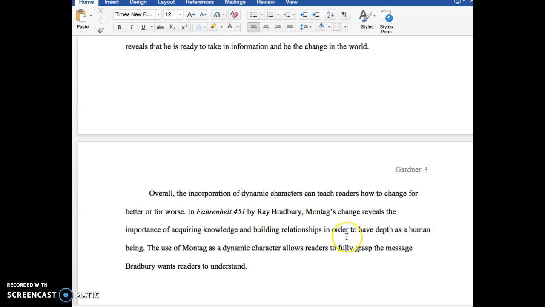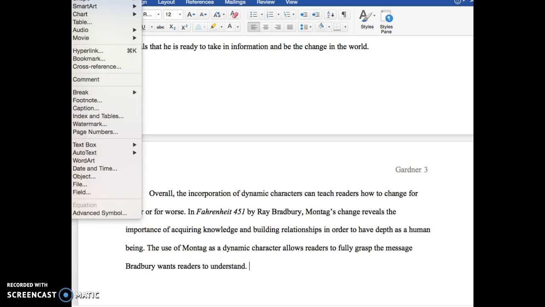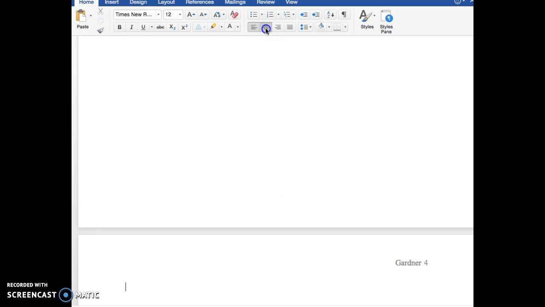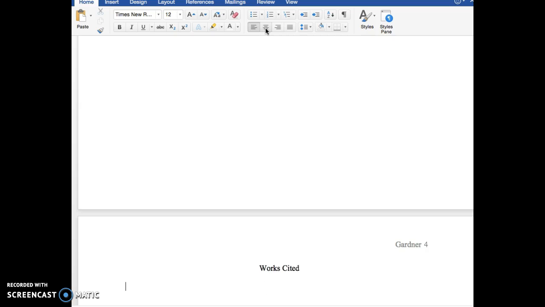Finally, make sure that you include a works cited page. This will be a new page at the very end of your document. This will include the title, author, and will be set up similarly to this essay. You will simply have works cited in Times New Roman 12, and you will begin your citation here.